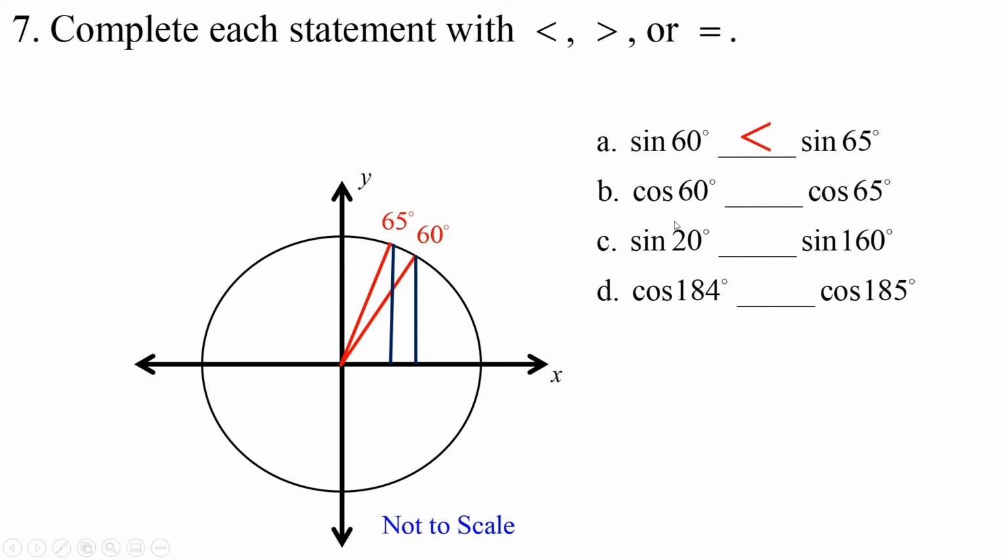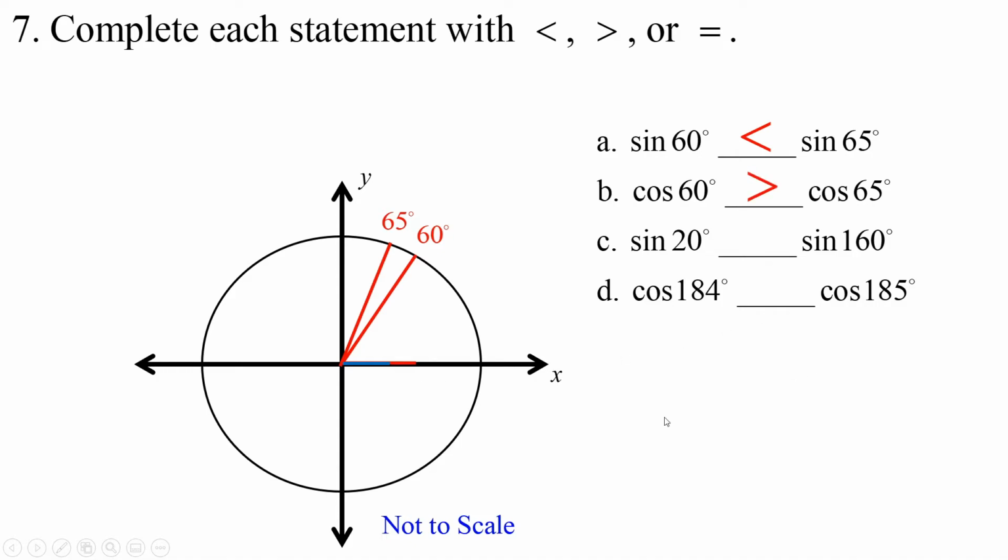Okay, now cosine is the horizontal distances. So cosine of 65 is going to be shorter than cosine of 60. So which one do they do first? Cosine of 60 degrees has to be greater than cosine of 65 degrees. And again, there is my horizontal distance for cosine of 60 degrees, and there's the horizontal distance for cosine of 65 degrees right there. Cosine of 60 is greater than cosine of 65.